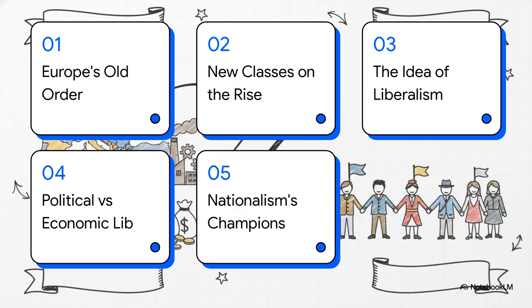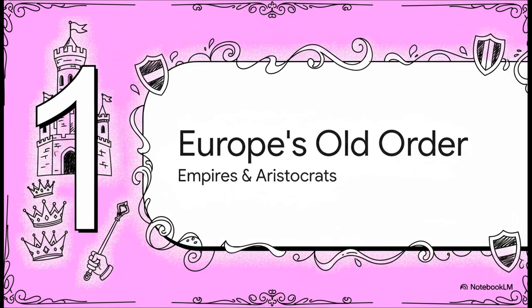So let's see what we are going to cover in our lesson today. First, we will look at Europe's old social structure. Then, we will learn about the new social classes that were emerging. After that, we'll understand the very important idea of liberalism. We'll also see its two sides, political and economic. And finally, we will discover who became the main supporters of this idea of a nation. All right, let's begin with our first section.